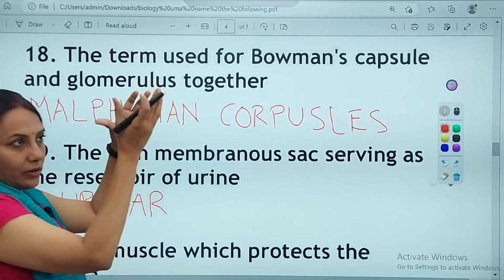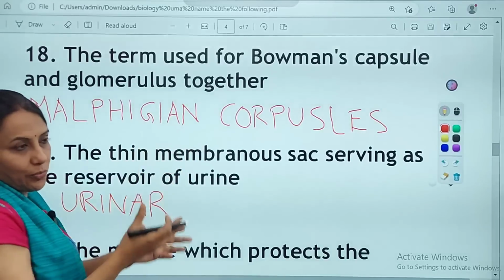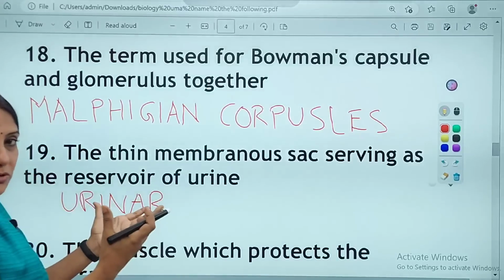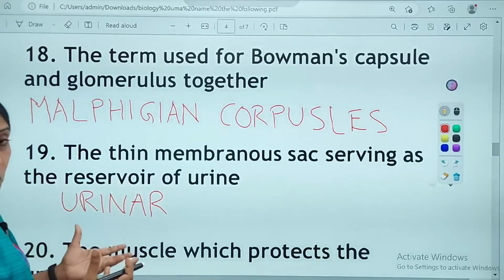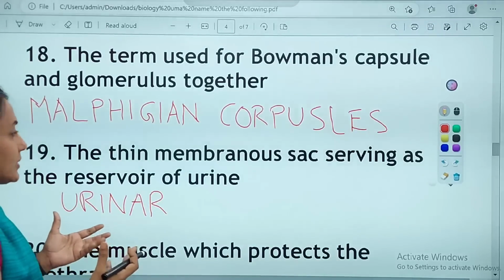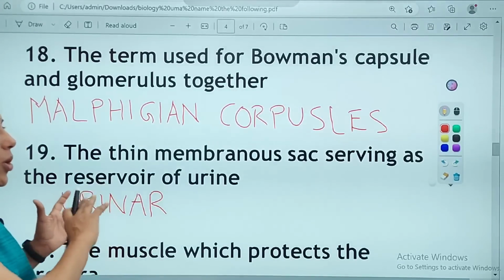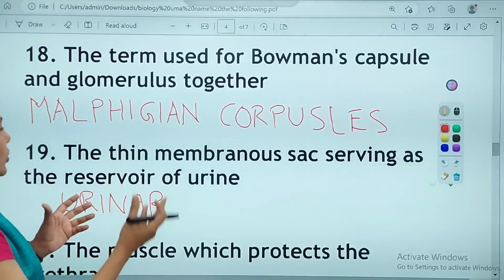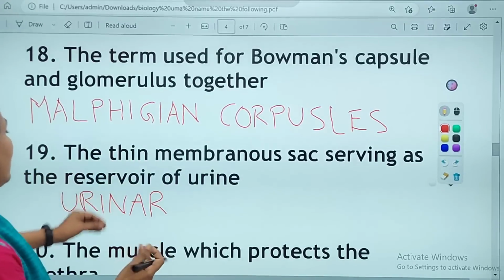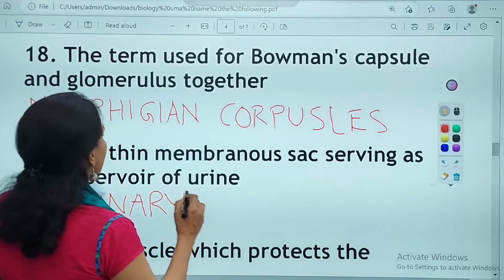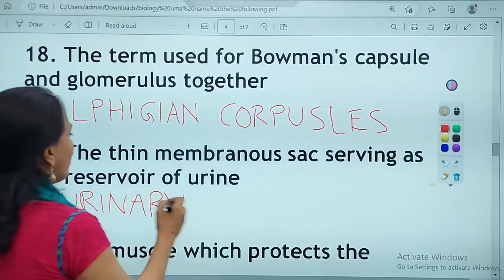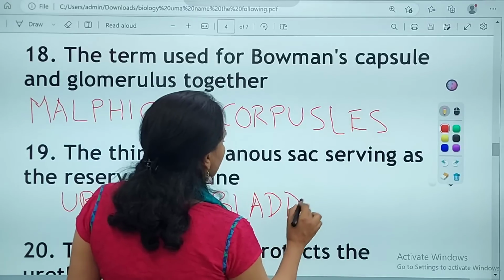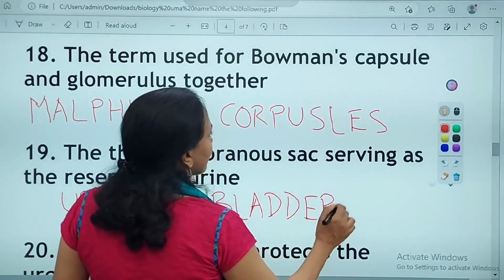It goes through the glomerulus and through the Bowman's capsule, proximal convoluted tubule, Henle's loop, then the distal convoluted tubule. Reabsorption of the ions happens, reabsorption of water happens, reabsorption of sodium happens, and there's the regulation of potassium as well. All that is then pushed into the pelvis of the kidney. From the pelvis through the ureter, the urine comes to the urinary bladder. So the answer is that the thin membranous sac serving as the reservoir of the urine is called the urinary bladder. Bladder is spelled with a double D.